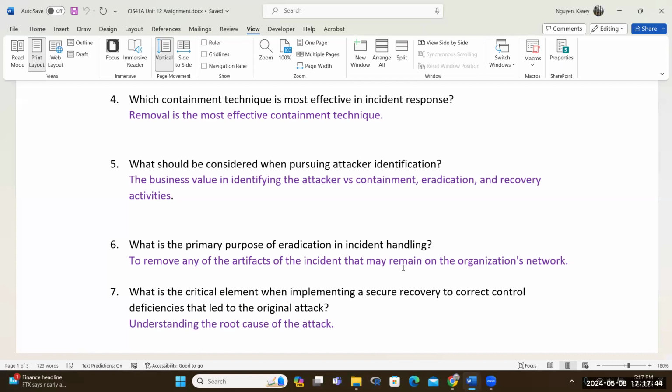Now, if you don't eradicate, it's going to stay on that system and it's going to remain on the organization network. So you want to make sure that it is in its container. But an incident could also be malware, so we have to really look at what kind of incident that is. But eradicate is just to remove the artifacts that are related to the incident.